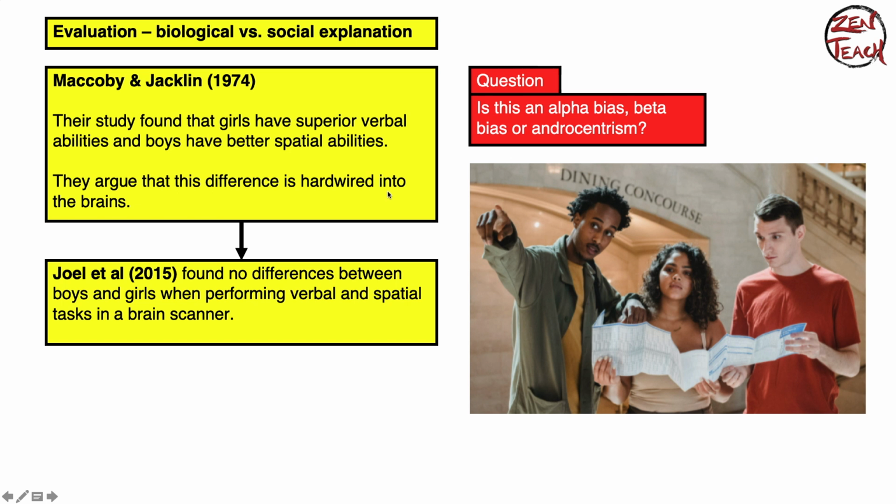So saying that men and women have different kinds of brains that allow them to either be really good at spatial abilities or have superior verbal abilities. Yeah? And so there was a study in 2015 that looked at that study and found no differences between boys and girls when performing verbal and spatial tasks in a brain scanner. So they looked at the brains and said, nope, there is absolutely no difference between the brains of a man and a woman when it comes to these tasks.